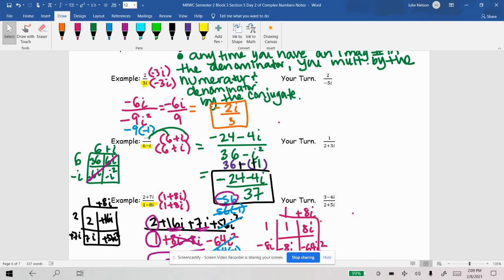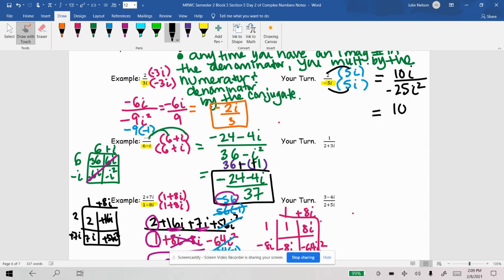So let's take a look at this problem that's 2 divided by negative 5i. Notice that you have an imaginary number in the denominator. Whatever imaginary number in the denominator, you have to multiply by its conjugate. The conjugate is always the opposite of the imaginary part. So the conjugate of negative 5i is positive 5i. And whatever you multiply to the denominator, you have to multiply to the numerator. So in the numerator, you get 10i. And in the denominator, you get negative 25i squared.